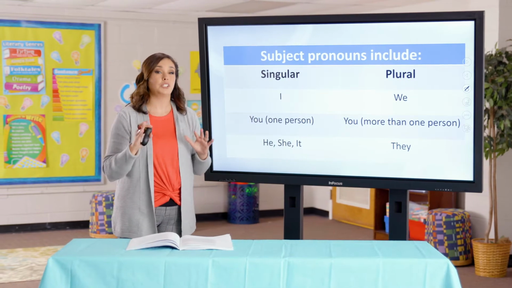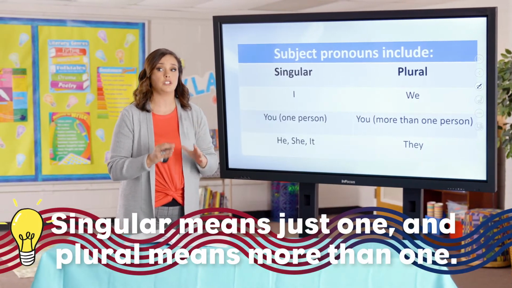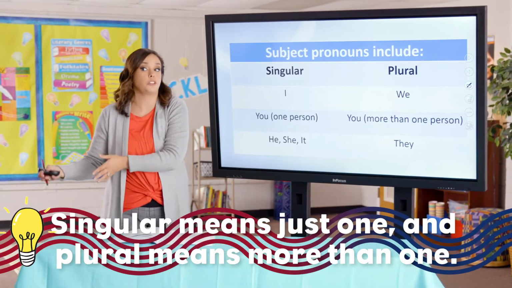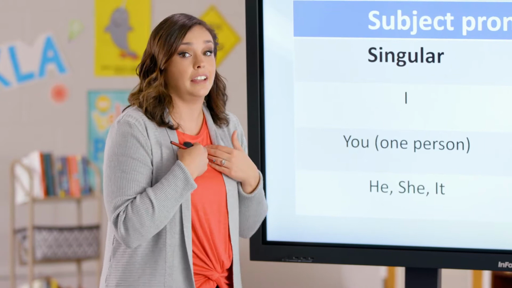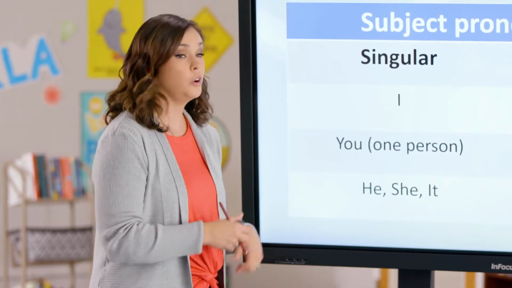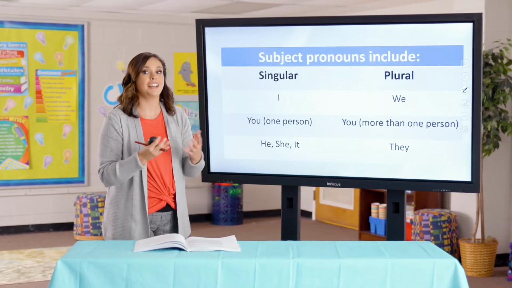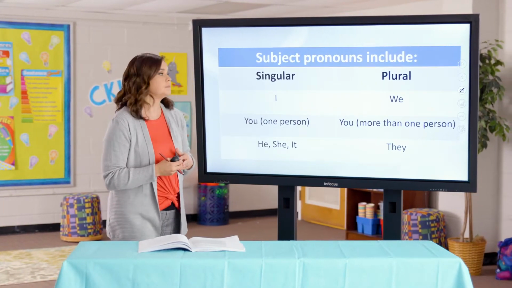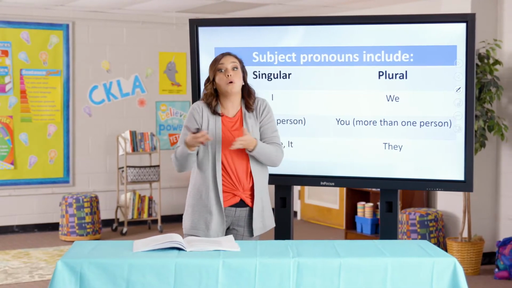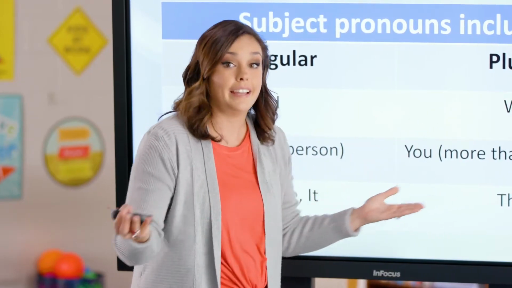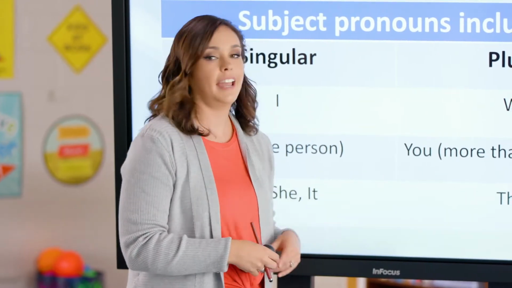Some examples of subject pronouns can be singular or plural. Remember, singular means just one, and plural means more than one. So, an example of a singular pronoun is I, or you, or he, she, it. Those are pronouns that describe singular nouns. We also have plural pronouns, which refer to more than one, like we, or you, meaning more than one person, and they.